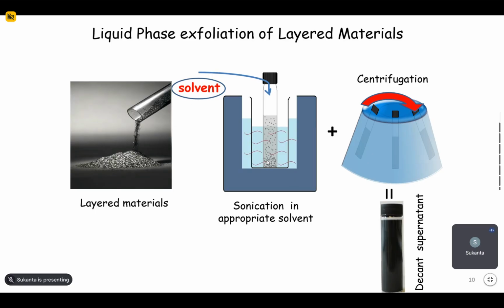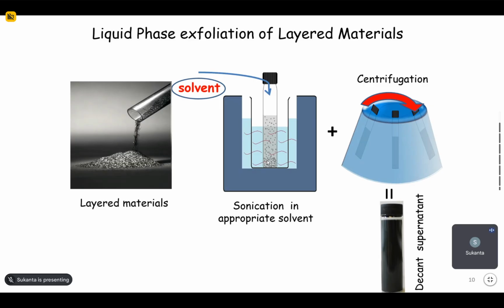So for that, what we have done is, for the different materials, optimizing the solvent is huge. So for graphite, for example, we can use NMP or DMF with some initial concentration of graphite in solvent. We disperse it using sonication.